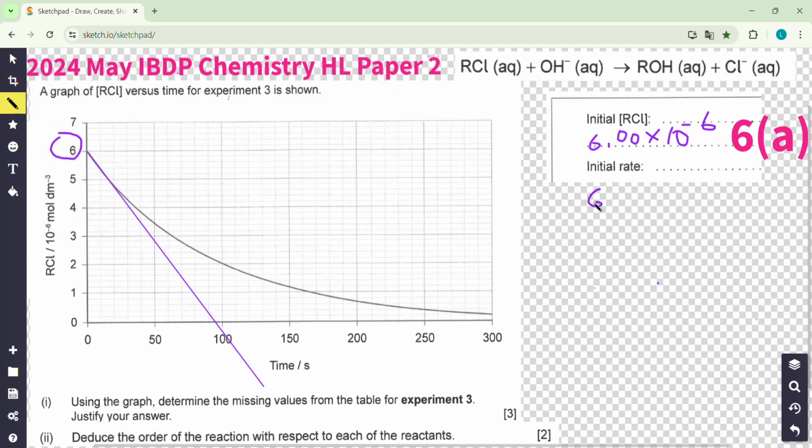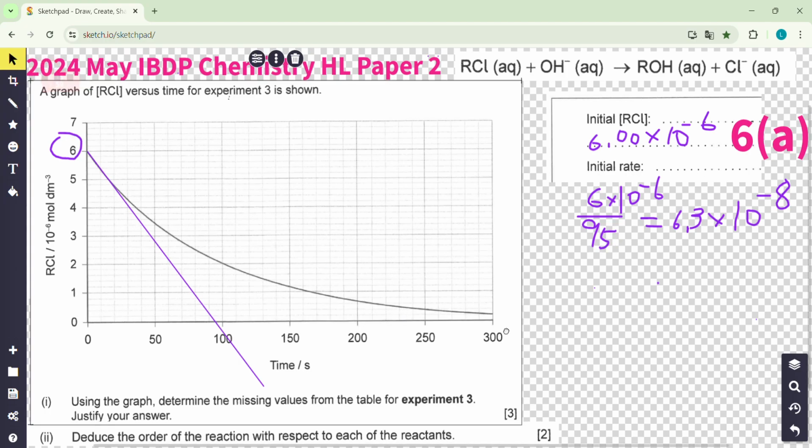So the initial rate will be 6 over 95, times 10 to the power -6, and then calculate it. The initial rate is 6.3 times 10 to the power -8. So you have the two missing data from this graph. We'll use it later.